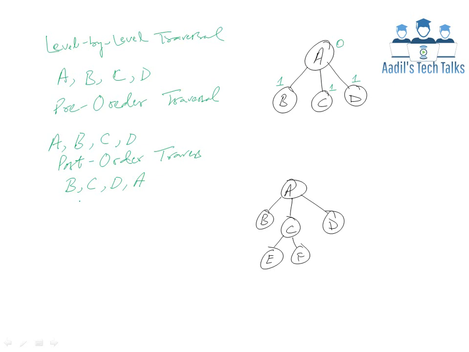Okay guys, now consider the second tree. First of all assign level numbers: 0, so this is 1, 1, 1 and this is 2, 2. Okay, so now level by level traversal. First of all level 0 A, followed by nodes of level 1 B, C, D and then nodes of level 2 from left to right E and F.